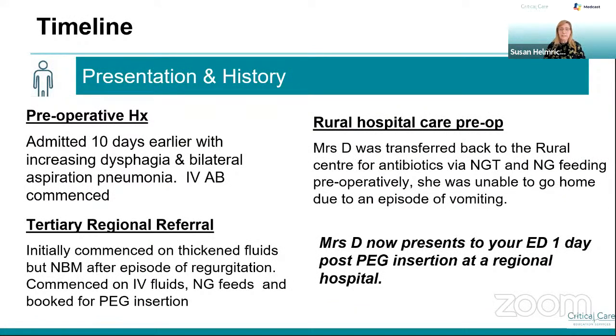So Mrs. D presented to a rural hospital on the 15th of February with increasing dysphagia and bilateral pneumonia. So aspiration pneumonia is what was suspected. Over the next 4 days, she was seen by a range of specialists. Her clinical condition had deteriorated to the point that the tests that they were wanting to do weren't able to be done due to the risk of aspiration. So she was referred to the tertiary regional hospital for further investigations, and she was commenced on nasogastric feeding at that time and booked for an insertion of a PEG tube.